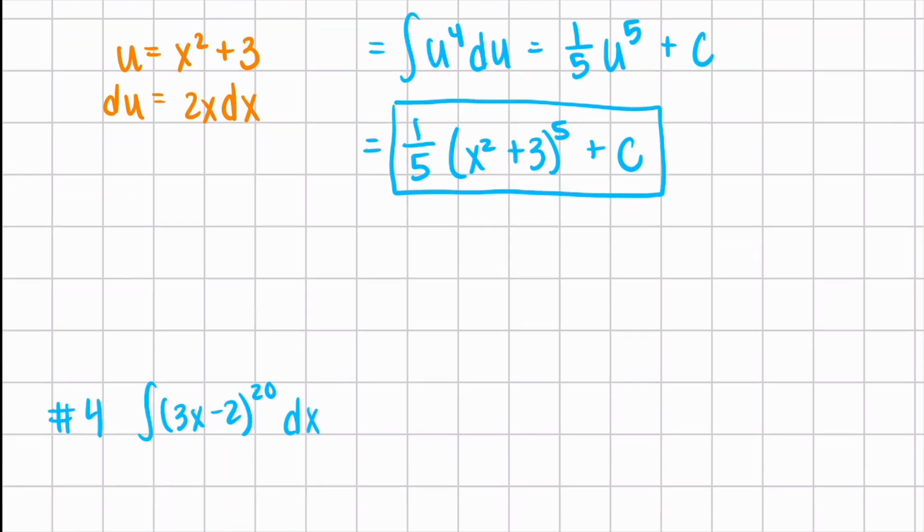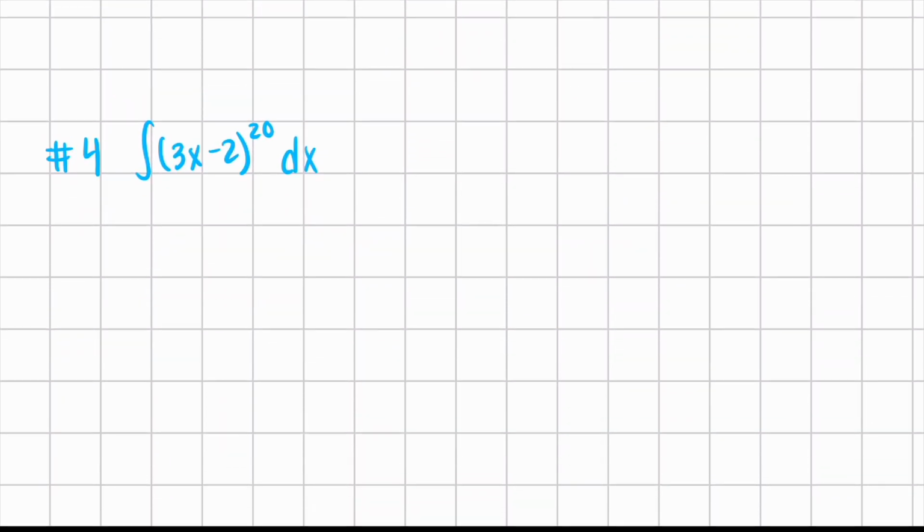Okay, let's do a few more. Okay, same thing. We're going to need U-substitution for this one. So I'm going to take 3x minus 2 and make that my u. Take the derivative, du equals 3 dx. So similar to the first problem, I'm going to need a 3 dx.